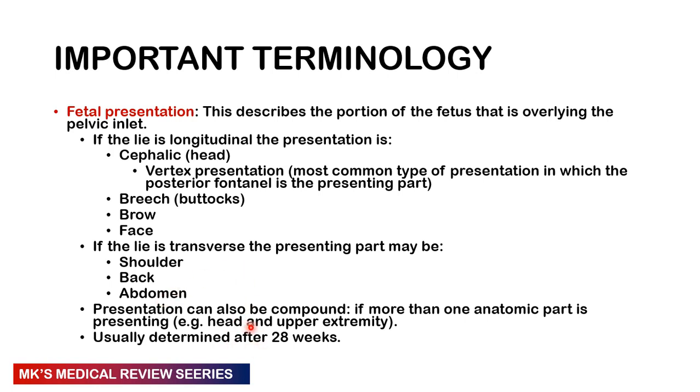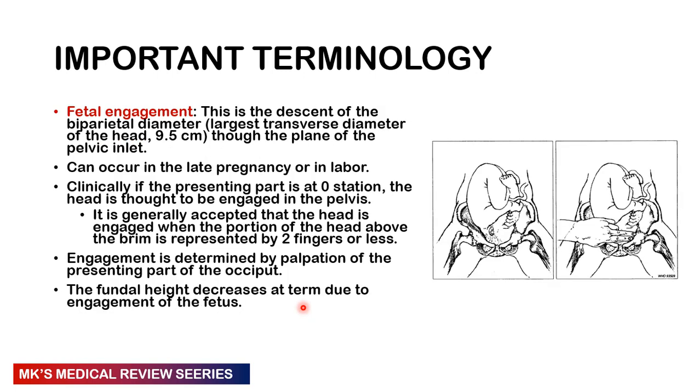For example, more than one anatomical part is presenting, for example, the head and an upper extremity, the head and maybe a hand. Then fetal engagement is simply the largest diameter, which is the biparietal diameter, about 9.5 centimeters, of the head through the plane of the pelvic inlet. So remember, this is going to occur much later in pregnancy, and clinically, if we say that the presenting part is at 0 station, it means that the head is thought to be engaged in the pelvis.